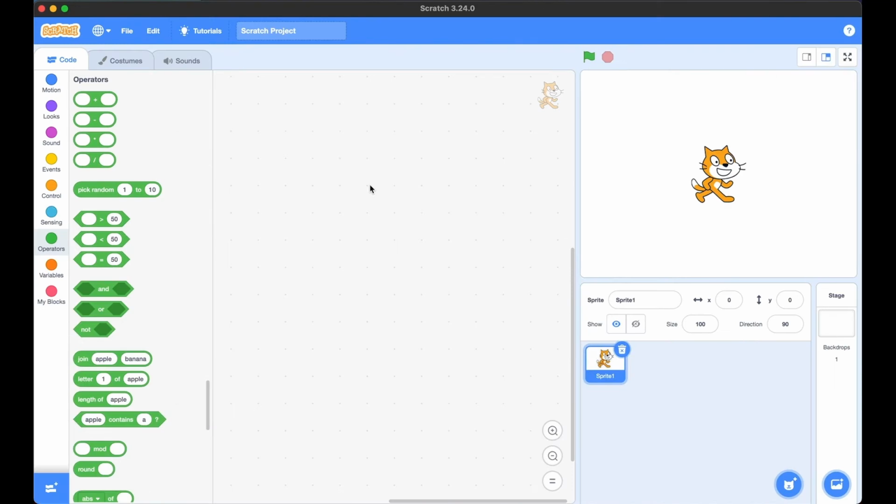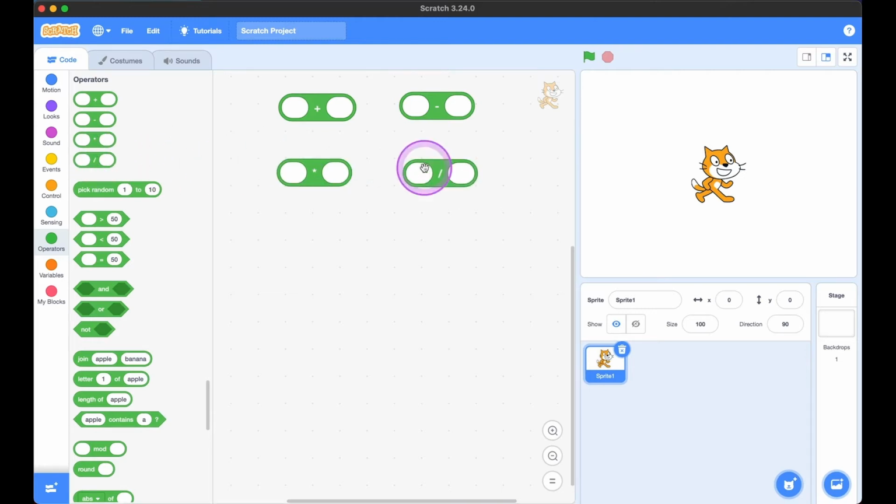Hi everyone! In today's tutorial, we're going to learn the operator blocks. So for our first four blocks, we have the addition block, the subtraction block, the multiplication block, and the division block. Since there are only two inserts, you have to add a block inside a block if you want to calculate more than two numbers.